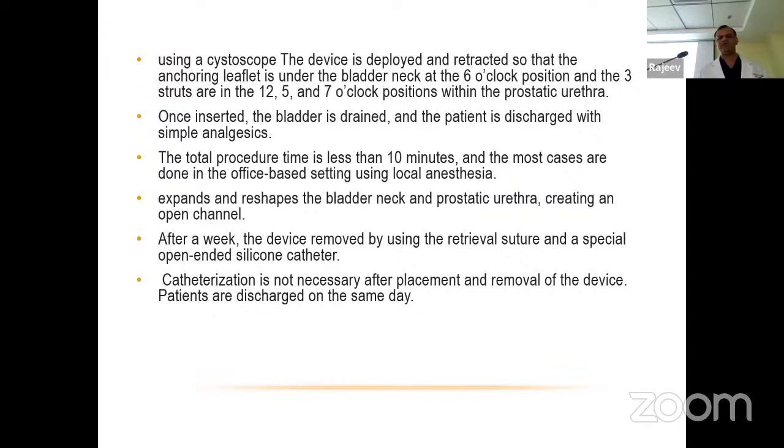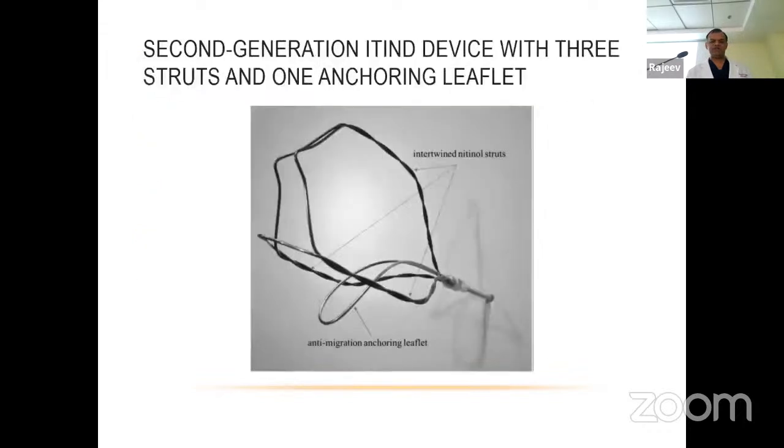Once inserted, the bladder is drained and the patient is discharged with simple analgesic. The total procedure time is less than 10 minutes, and most cases are done in an office-based setting under local anesthesia. It expands and reshapes the bladder neck and prostatic urethra, creating an open channel. After a week, the device is removed using the retrievable suture, and catheterization is not necessary after placement of this device. Patients are discharged on the same day.